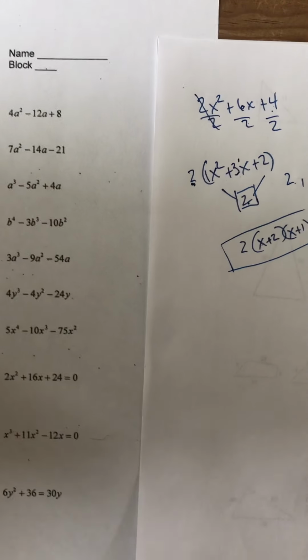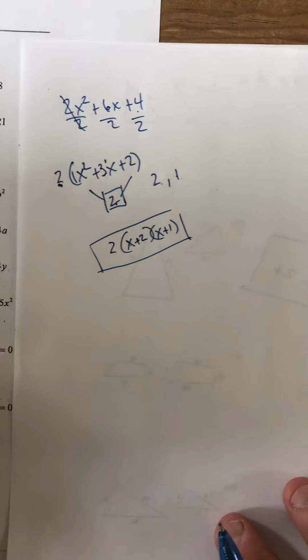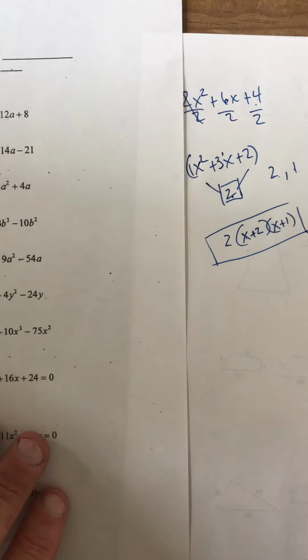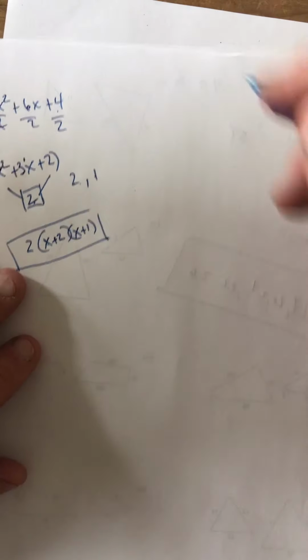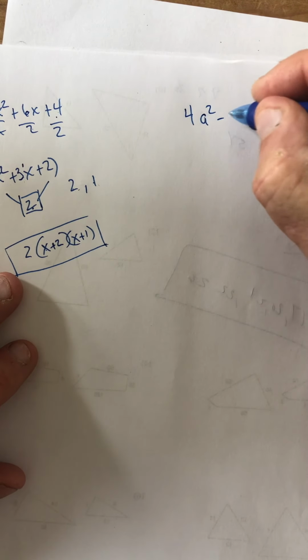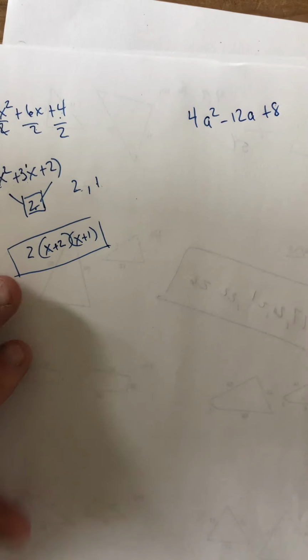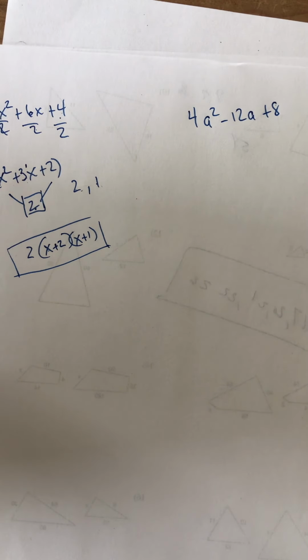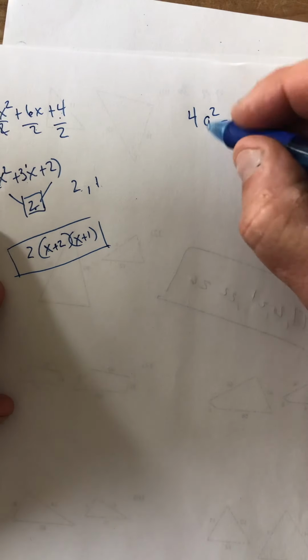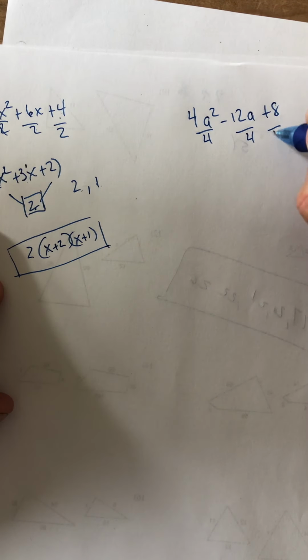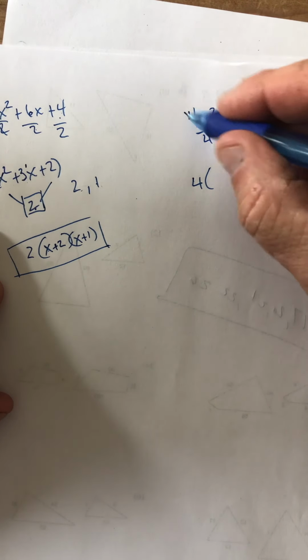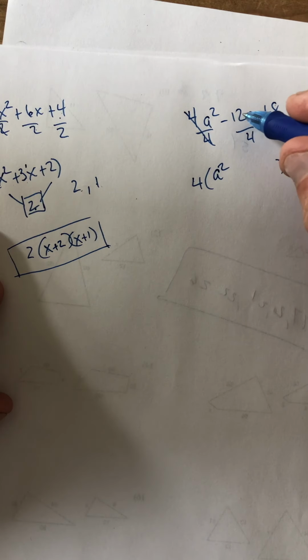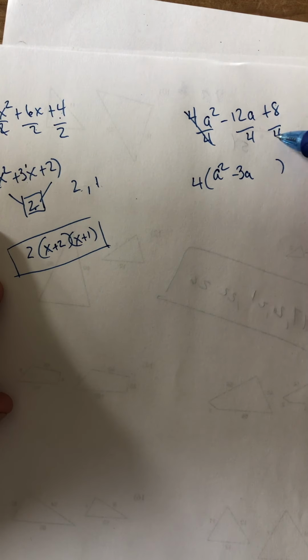All right, number 2. I have 4a squared minus 12a plus 8. Asking yourself, what goes into 4, 12, and 8? Well, I know that 4 goes into everything, so I can factor out a 4. 4a squared divided by 4, the 4's cancel, just leaves me with a squared. Negative 12a divided by 4 is negative 3a, and 8 divided by 4 is plus 2.